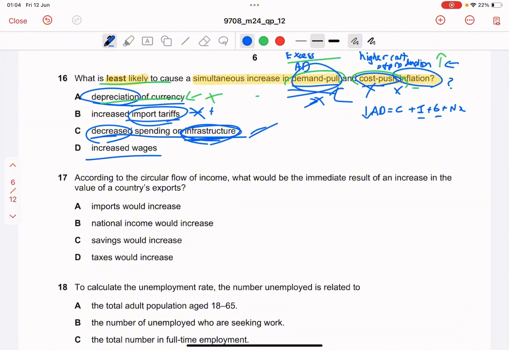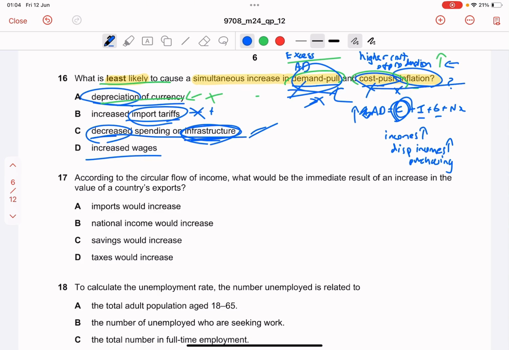Now, if wages increase, then labor would have higher incomes. If labor has higher incomes, they're more likely to have higher disposable incomes. If they have higher disposable incomes, they are likely to have higher purchasing power. So they are more likely to consume more and spend more. So consumption might be stimulated, AD might increase. So demand pull inflation, possible.